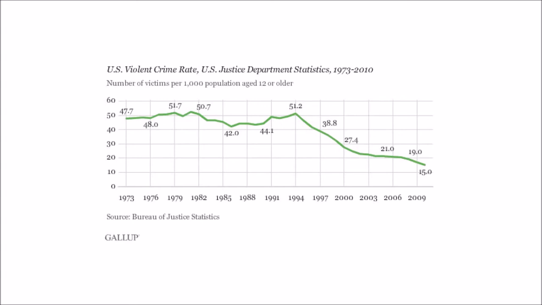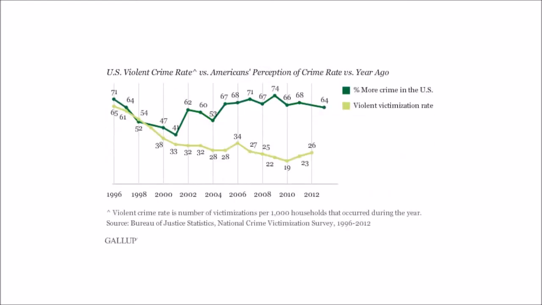Here is a chart showing violent crime. And you can see the peak year was in 1994, and then the drop began. And this is really weird because we have a general paradox here. This is a poll from the Gallup organization: the number of people saying that there's more crime in the US simply doesn't track with the violent victimization rate.